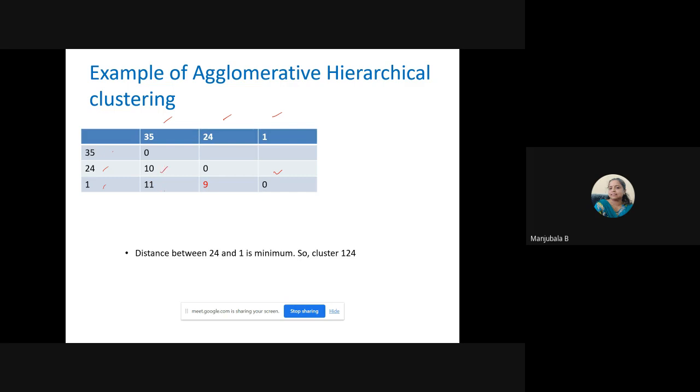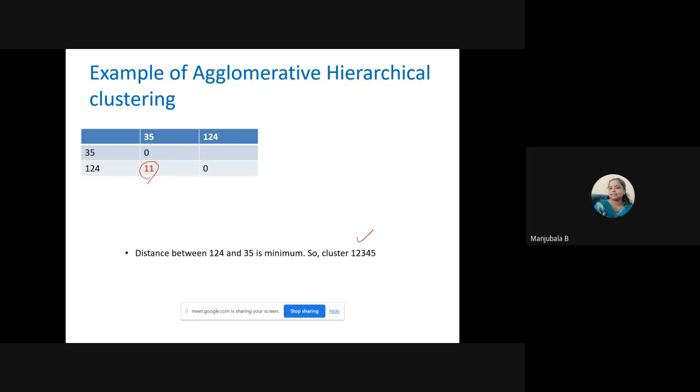Again, you will see here the distance between 1 and 2, 4 is minimum, right? So what you have to do? You have to cluster 1 with 2, 4. That means you will get a single cluster, that is 1 to 4. Now the clusters will be 1, 2, 4 and 3, 5. Again, you have to find out the distance between 1, 2, 4 and 3, 5. See, this is the distance, right? So here what will happen? The distance between 1, 2, 4 and 3, 5 is minimum, right? So here you have to cluster 1, 2, 3, 4, 5. So at this point, you are getting a cluster which contains all the data points. So you have to stop here, right?